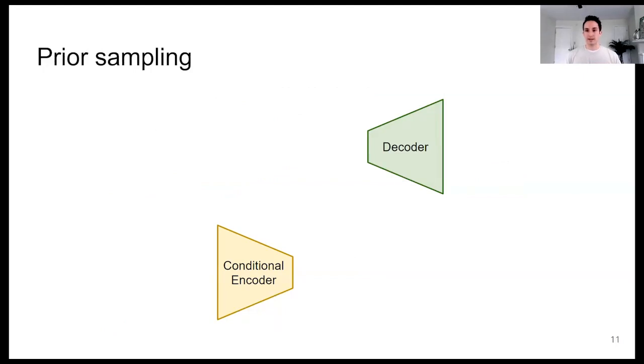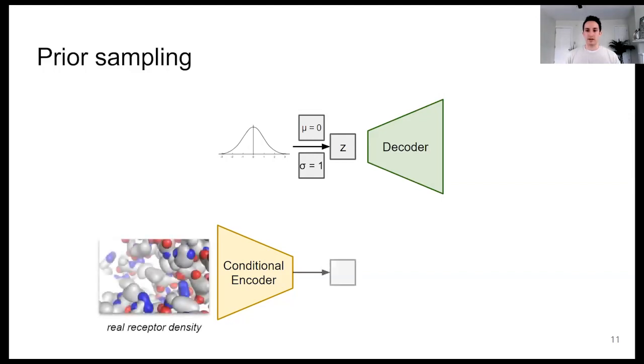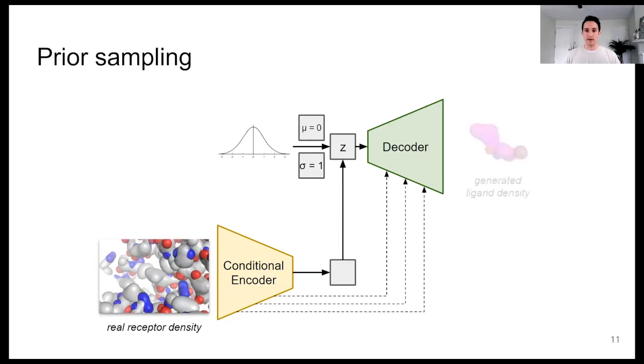Because we constrain the latent space to follow a standard normal distribution during training, this allows us to perform prior sampling as well. This means that we do not provide any input ligand to the model, and we instead draw a latent sample from a standard normal distribution. Then we condition on a given receptor, and we generate a ligand which has no corresponding input at all. And instead, it's drawn from the predicted distribution of molecules that are predicted to bind to the given receptor.